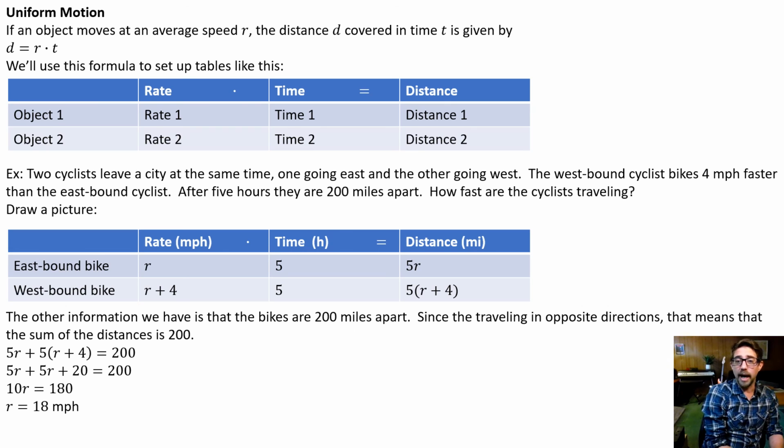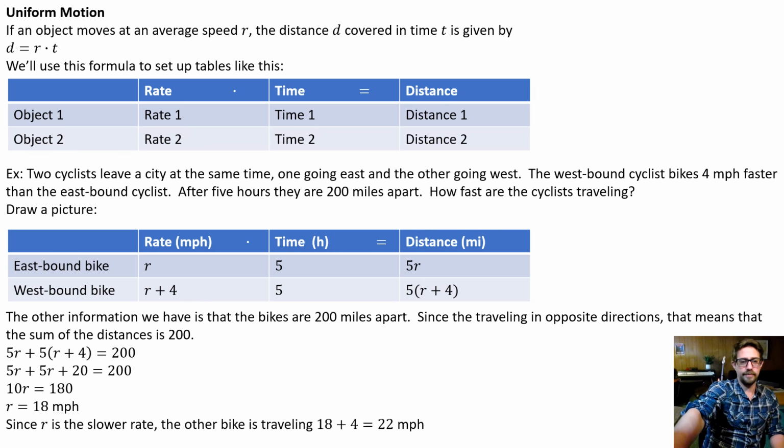And then again, go back and look at the original problem. It says, how fast are the cyclists, plural, traveling, right? So get the other bike's speed as well. And that's as easy as just doing 18 plus 4. And then you just have to remember, you called R the slower rate. So the faster rate is going to be more than that. So it's 18 plus 4, which is 22 miles per hour. Okay, so that's the total answer. The eastbound bike is going 18 miles an hour, and the westbound bike is going 22 miles an hour.